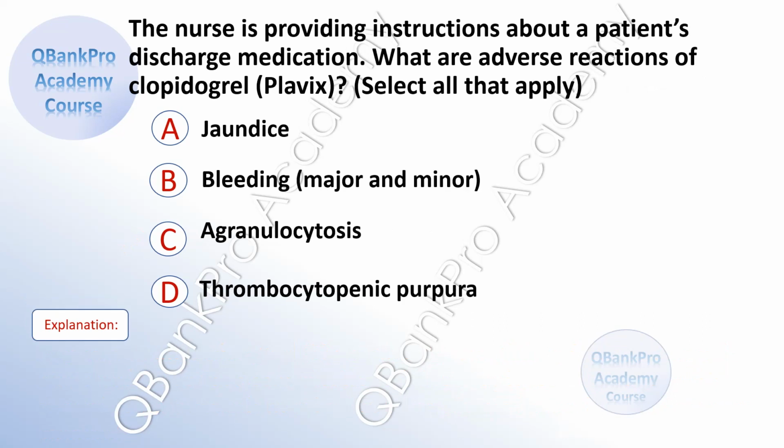The nurse is providing instructions about a patient's discharge medication. What are adverse reactions of clopidogrel or Plavix? Select all that apply. A. Jaundice. B. Bleeding, major and minor. C. Agranulocytosis. D. Thrombocytopenic purpura.